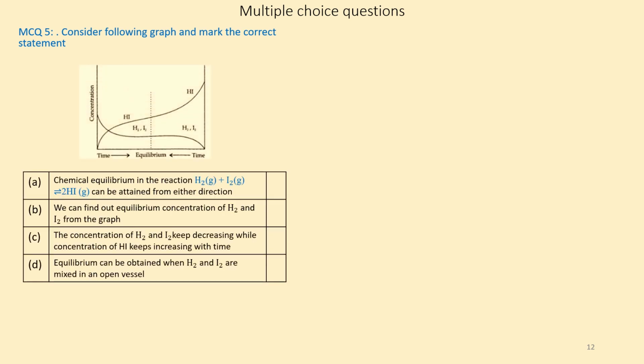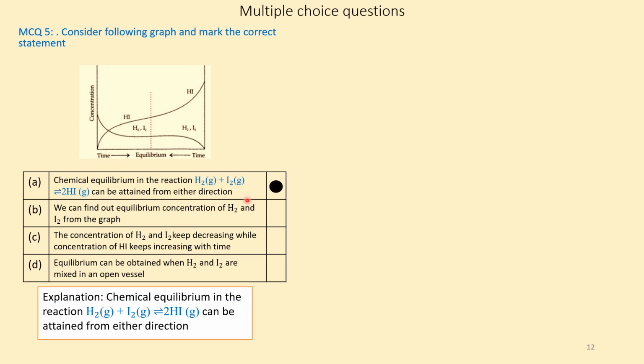Consider the following graph and mark the correct statement. Please see and recall this; we have explained it already in this section. Chemical equilibrium in H2(g) + I2(g) ⇌ 2HI(g) can be attained from either direction. This is the correct statement. So A is the correct statement; mark it.